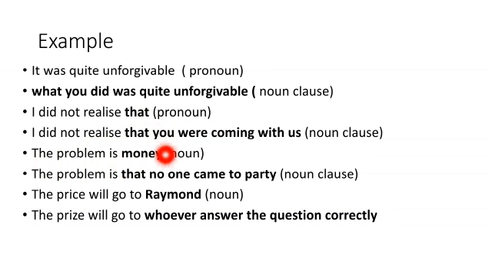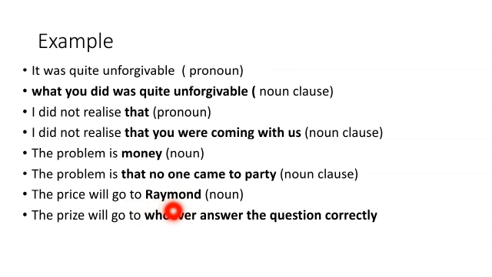The problem is money. Money is a noun. The problem is that no one came to the party. Here the conjunction is again that, and that no one came to the party is a noun clause. No one is a pronoun and came to the party is the predicate. Next: The prize will go to Ramin. Ramin is a noun here. The prize will go to whoever.